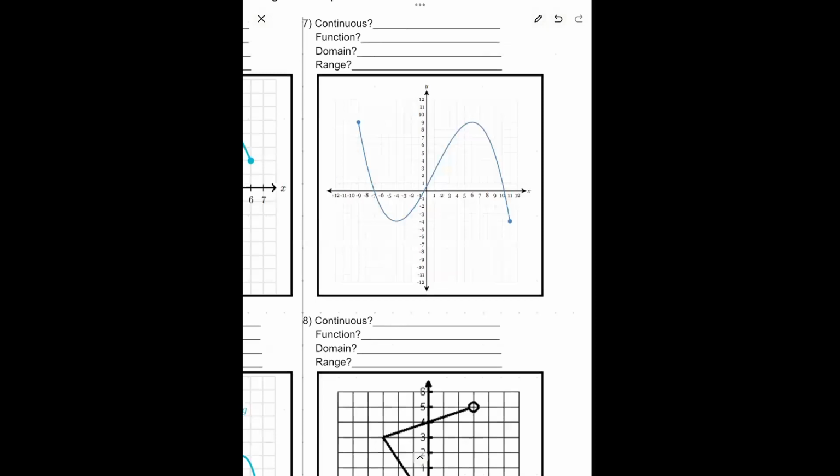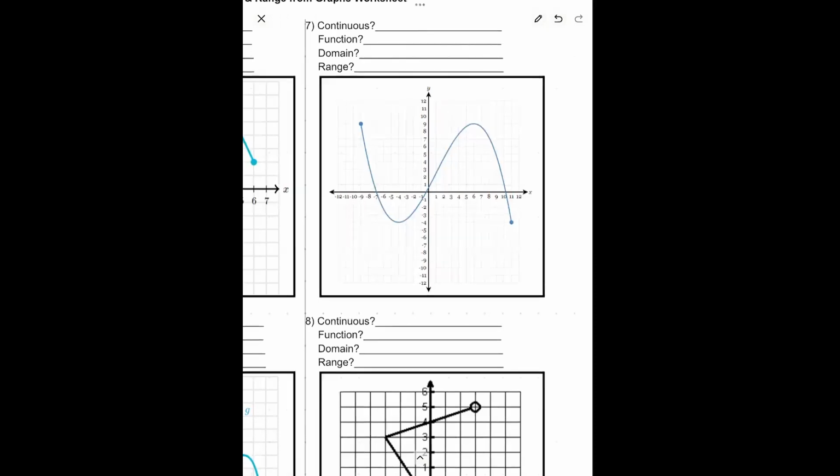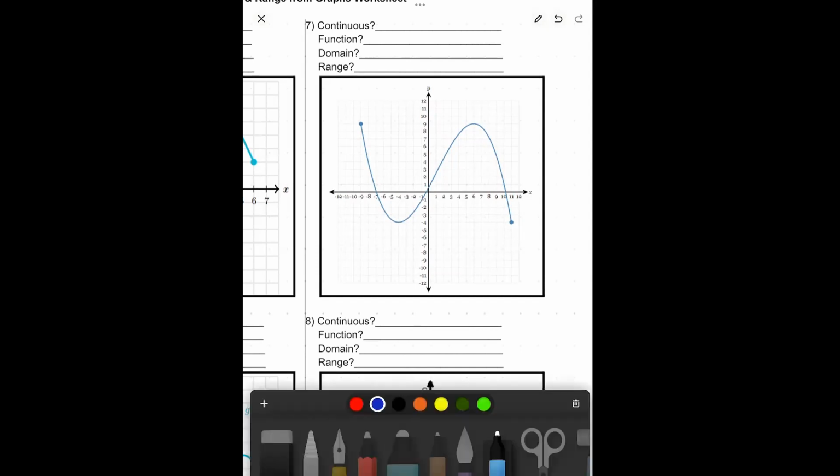So basically, you should ask yourself, is this continuous? Yes, it is. You can get from one side of the graph to the other side without lifting your pencil. Is it a function? Yes, it's a function because it passes the vertical line test. So I would say yes. Now, if it's continuous, we can box it up.